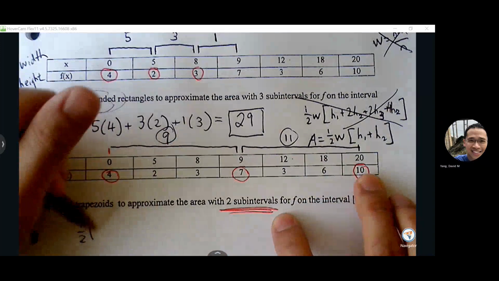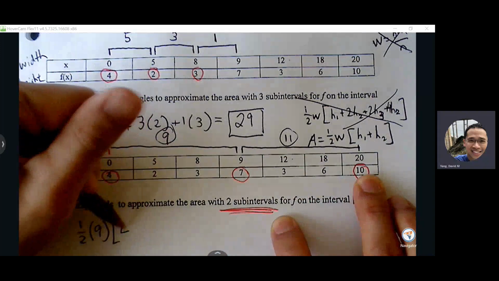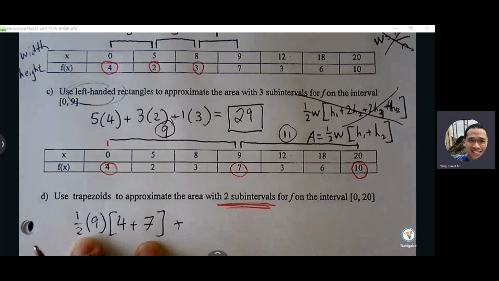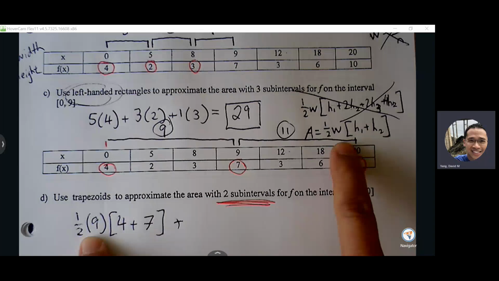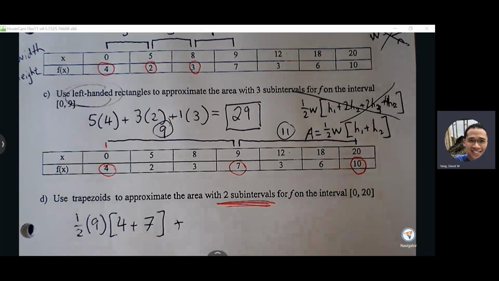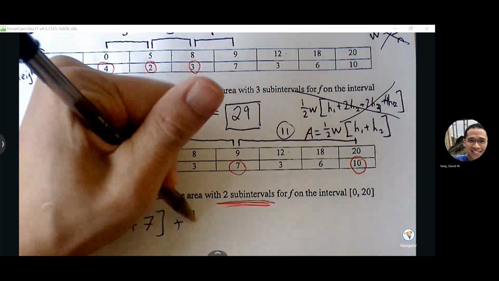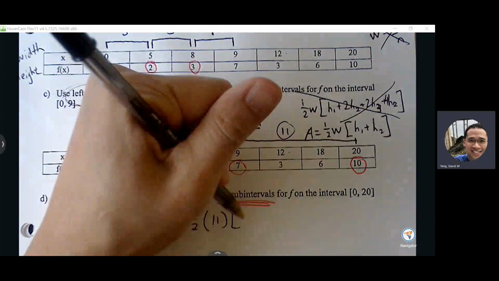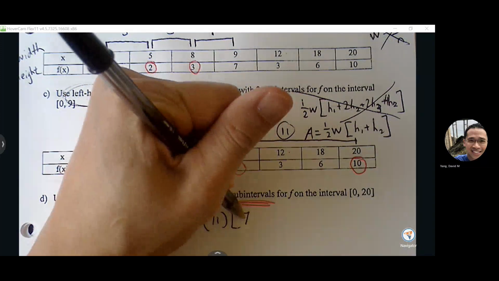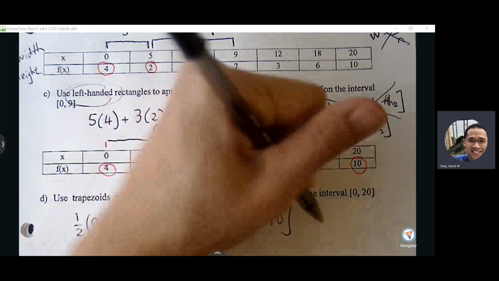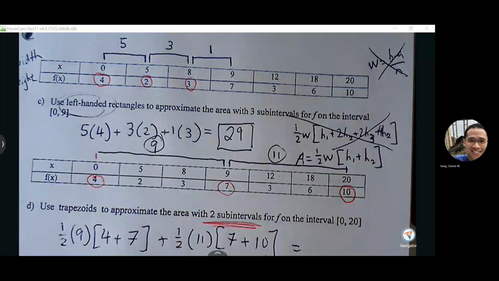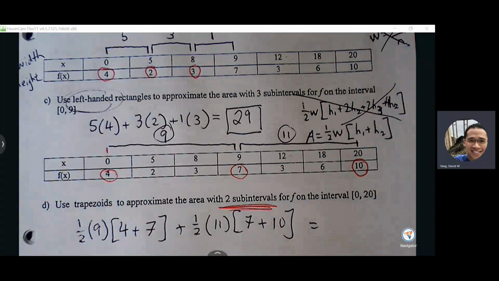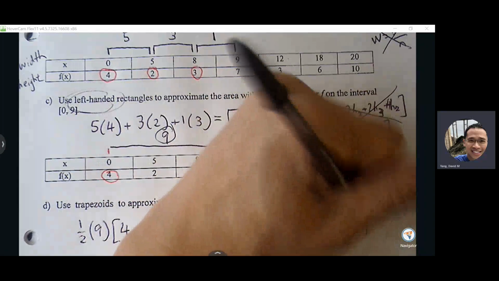1/2 width times height 1 plus height 2. This is the area of my first trapezoid. Does everybody see that? 1/2 width, height 1 plus height 2. Second trapezoid, 1/2 times what? Width is 11. Height 1 plus height 2, so therefore 7 plus 10. And the rest you can just use your calculator to resolve that. Ends up being 143.